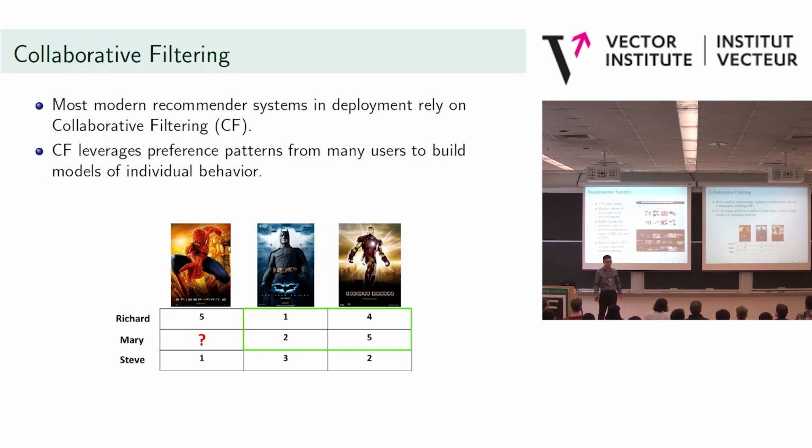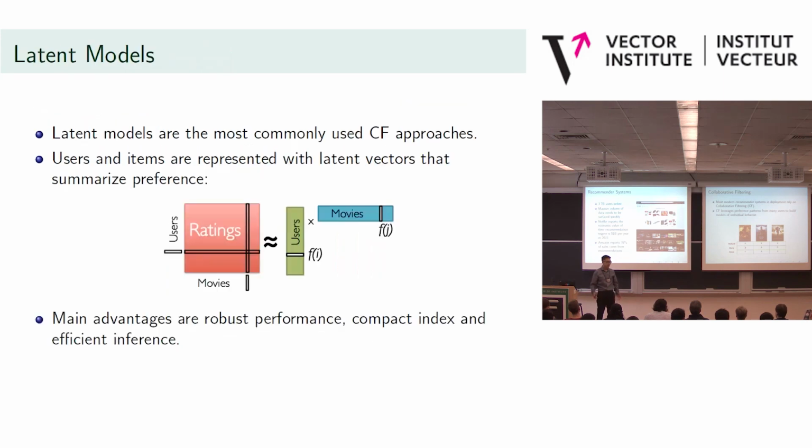Recommender systems that are currently deployed rely on collaborative filtering, or CF, and CF approaches leverage preference patterns from many users to build individual models for individual behavior.